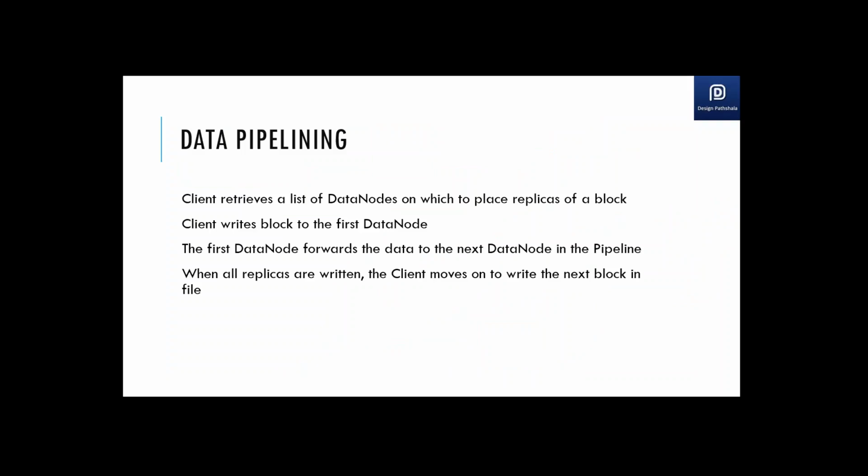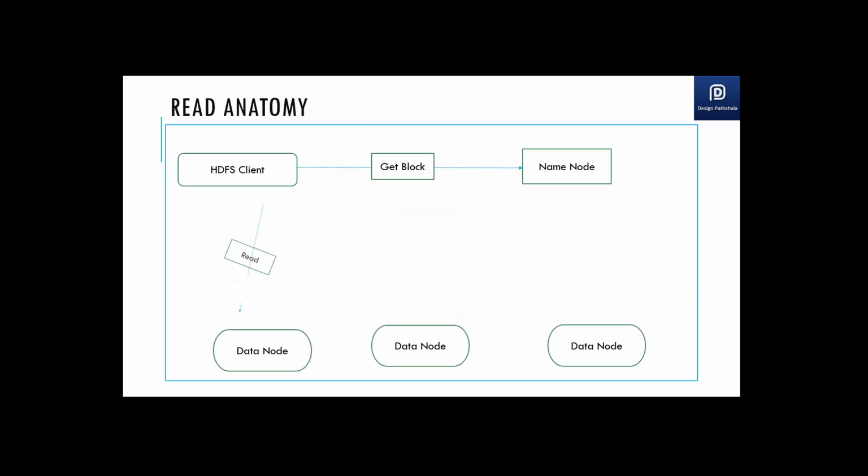So this is the data pipelining which I just showed you. And to read, it's pretty simple. You get from the name node where the block is lying, and you keep on reading from the data nodes.